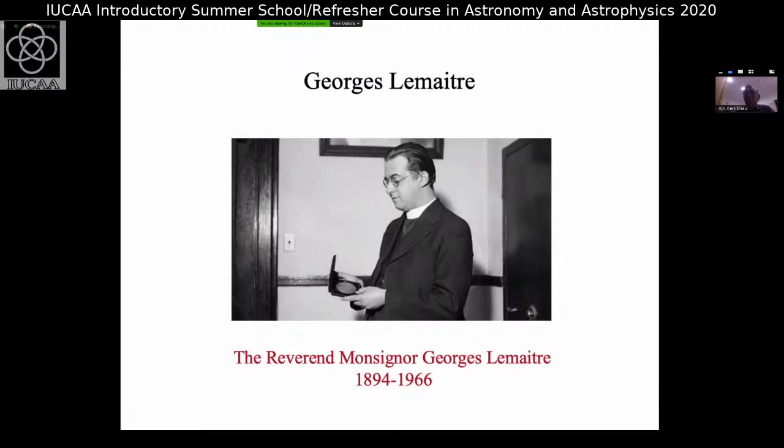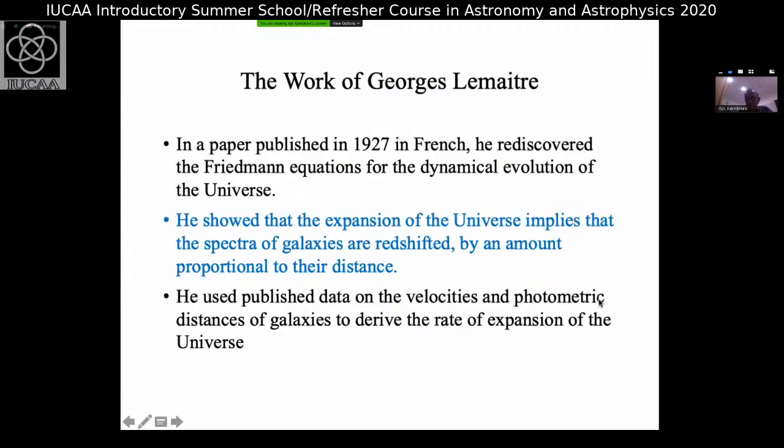One moment, I want to read out the whole title for you. His full title is the Reverend Monsignor Georges Lemaitre. In a paper published in 1927, remember that Hubble published his work in 1930, 1931, the paper was in French. He rediscovered the Friedmann equations for the dynamical evolution of the universe. The Friedmann equations had already been discovered by Friedmann.